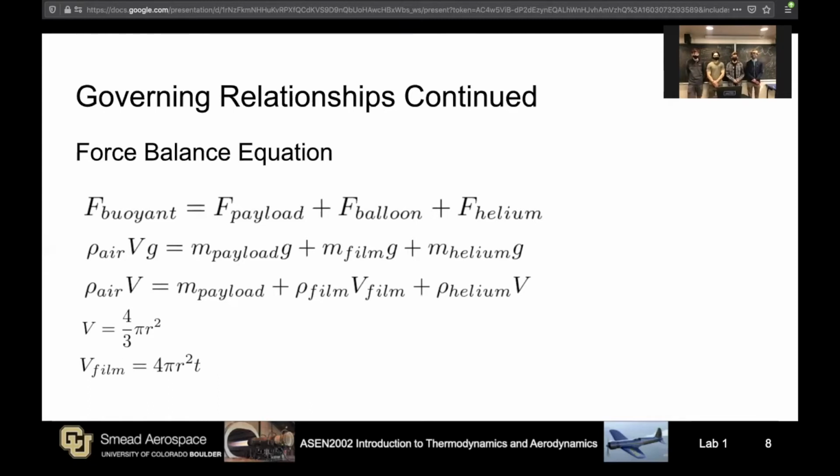We use these equations to figure out what masses we wanted to account for, such as the mass of the payload, the mass of the film, and the mass of the helium. And of course, we have the volume calculation of our sphere, and then we also have the volume of the film based on the thickness that we used, relating back to the factor of safety.